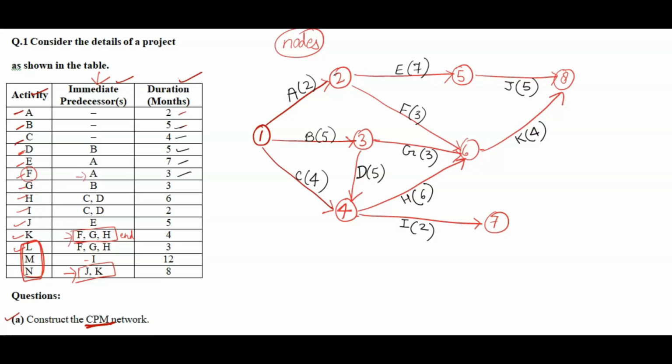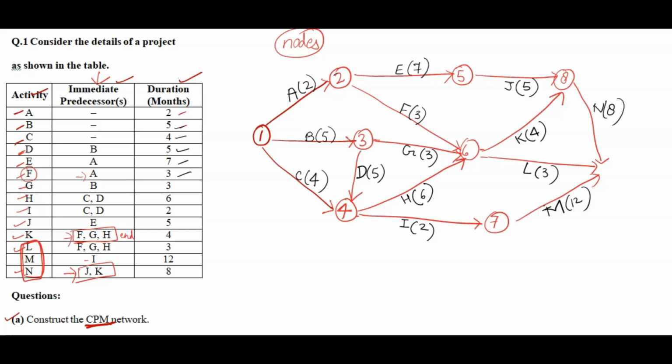So LMN, L will start from FGH, means from here we have to start L. L duration is 3. M we have to start from I. M duration is 12, and last is N, which we have to start from JK. So from JK, N will come here, and N duration is 8.